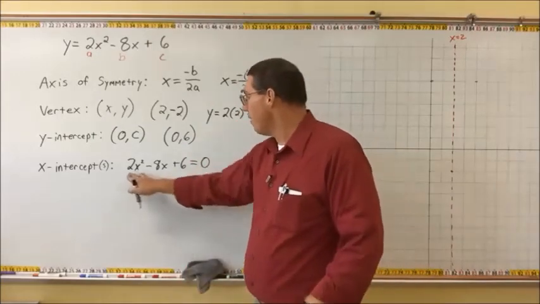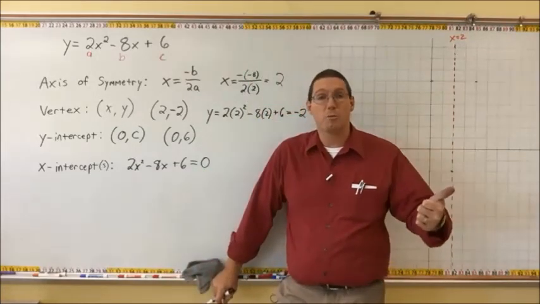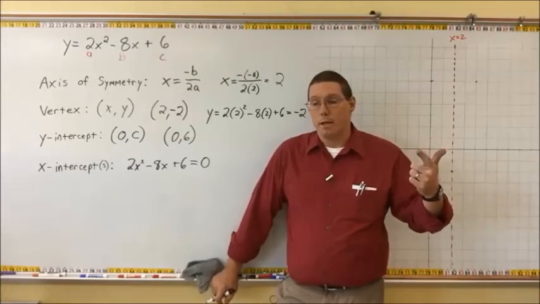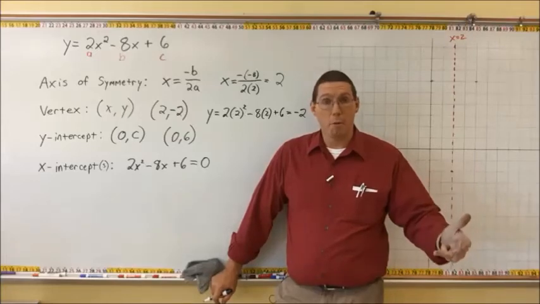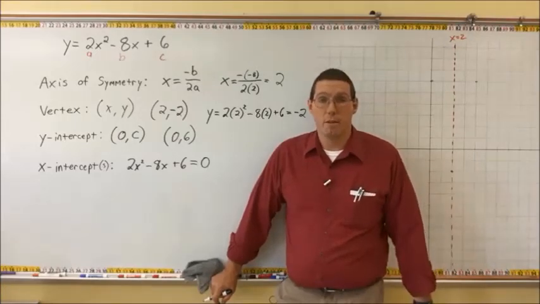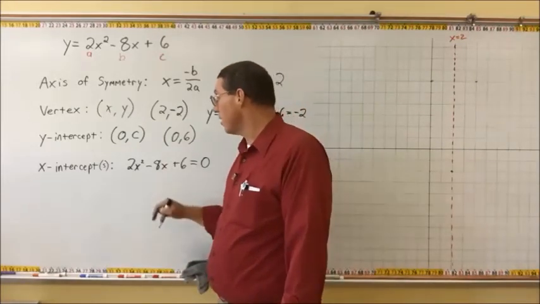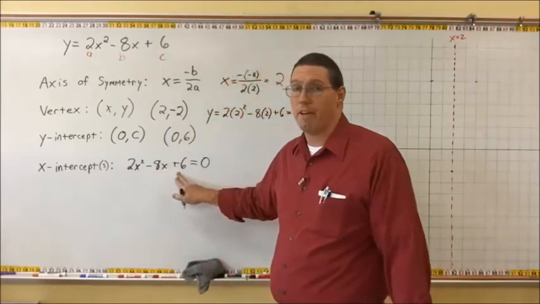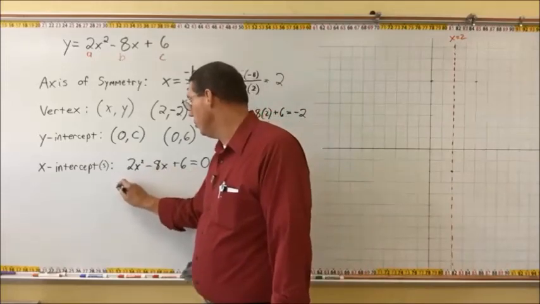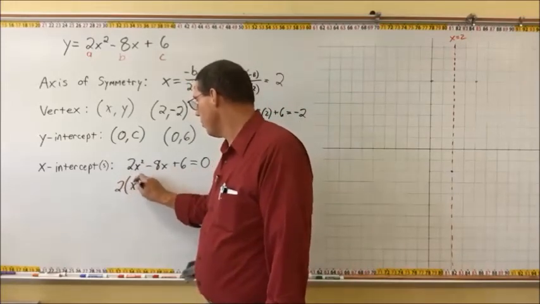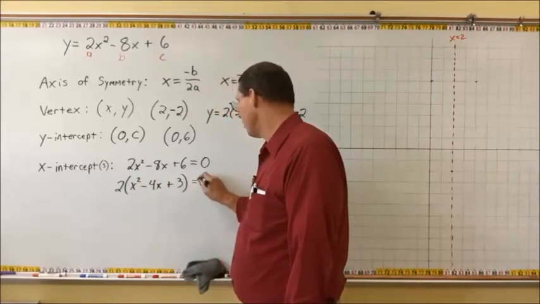So we set the function equal to 0, and now we're going to use one of our techniques, either factoring, extracting square roots, completing the square, or the quadratic formula. We're going to use one of those techniques to solve. Now here, this is factorable, so I'm going to factor. The first thing I'm going to do is take out a greatest common factor. And the greatest common factor in here is 2. So I'm going to factor out a 2, and I'll have x squared minus 4x plus 3 equals 0.